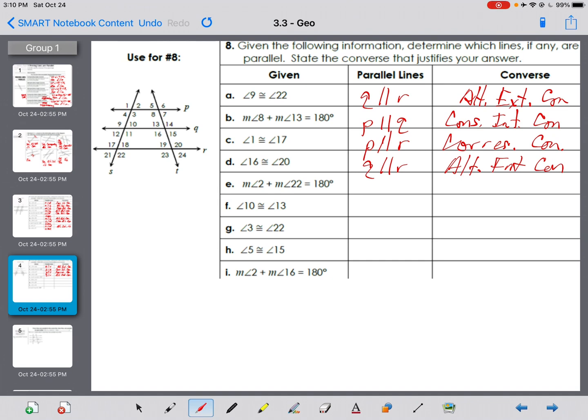Okay, here we go. 2 and 22. 22. And 2 is up here. So we're looking at this line, that line cut by that line. Those are on the same side of the same cutter. So, and they add to 180, so P is parallel to R, and that is consecutive exterior converse.